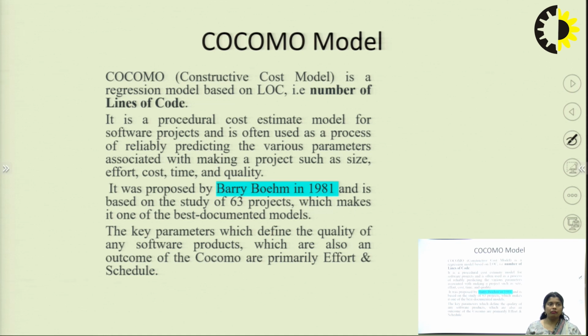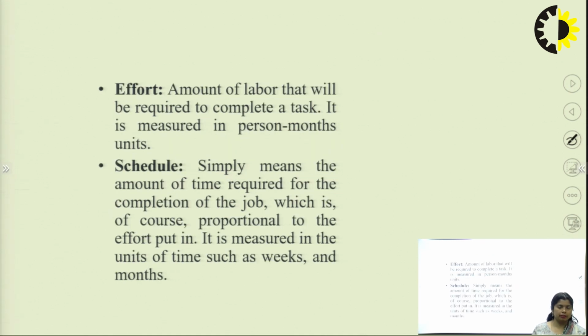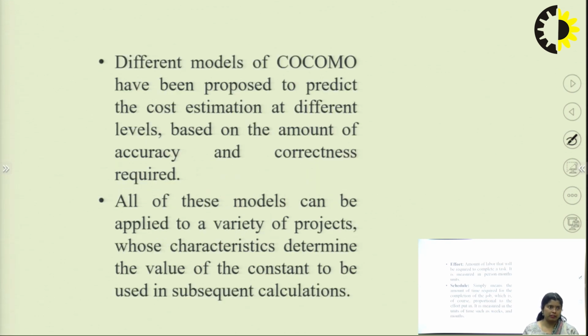The key parameters of this COCOMO model are for finding the effort and schedule of the software project. There are two parameters, effort and schedule. Effort can be estimated from the number of people developing that project to complete a task, and it is measured in person per month. And the schedule is taken as time. Whatever time is taken to develop a software project is measured in weeks or months.